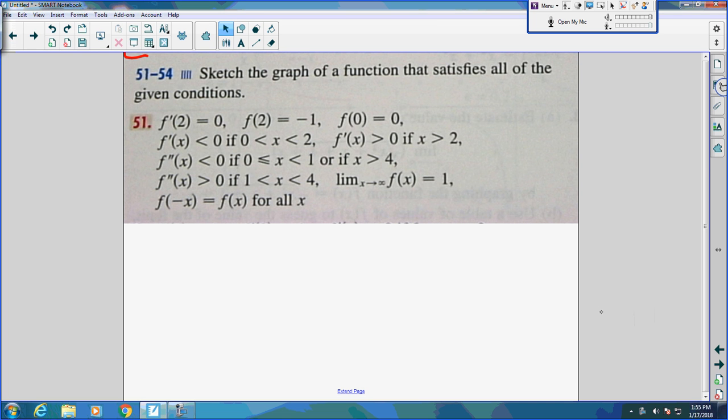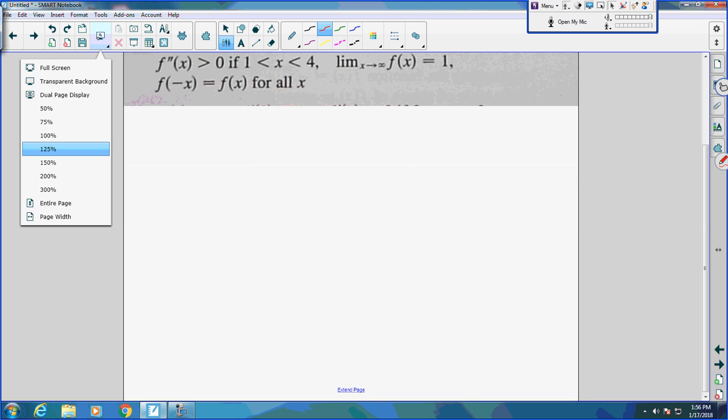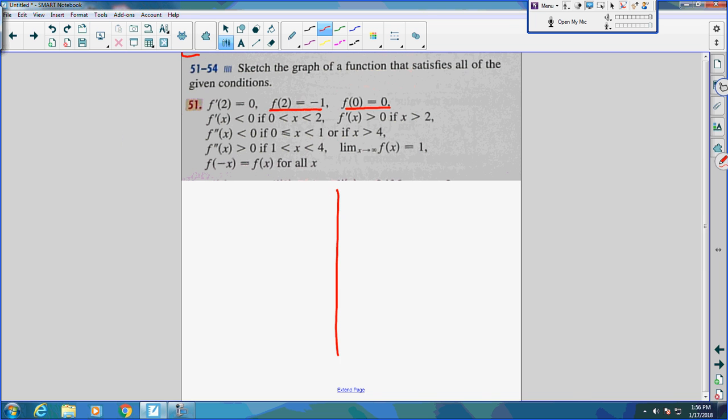All right, so this is a graph function. Sketch a graph of a function that satisfies all the given conditions. I always start by searching for the points I can plot. Let's just plot points. And the next thing I want to do is set up a couple of derivatives. I'm going to try to be a little accurate.